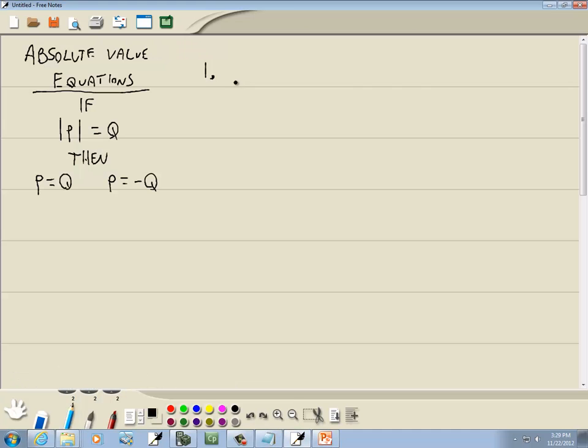Let's look at our first problem. We've got the absolute value of x minus 7 is equal to 4. Now the absolute value is by itself on the left side. So what's inside is our p and the other side is our q. So our formula says we're going to have p is equal to q and p is equal to negative q. Everywhere there's a p, I'll plug in x minus 7. Everywhere there's a q, I'll plug in 4. So I got x minus 7 is equal to positive 4, and x minus 7 is equal to negative 4.